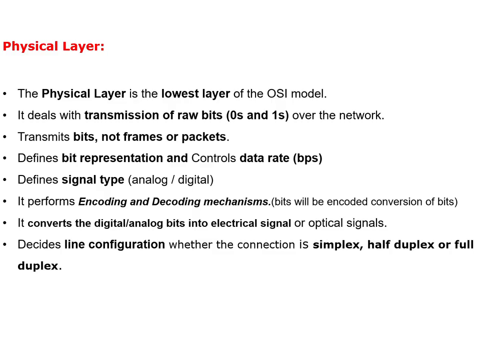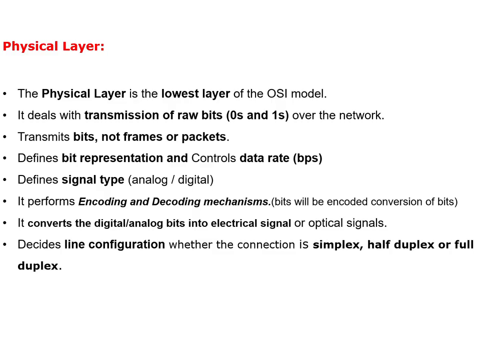The physical layer will transmit the signals either in analog or digital form. That is, the signaling type is either analog or digital. As well, the physical layer performs the encoding and decoding mechanisms. That is the conversion of bits, in terms of analog and digital, to be transmitted in the form of electrical signals or optical signals.